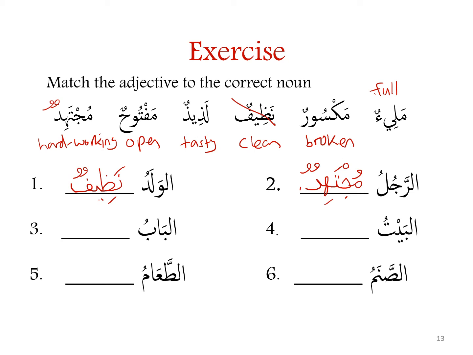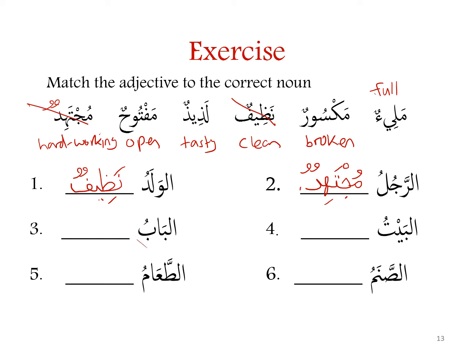Number 3, al-babu, or door. I can say the door is, I can say open. Right, we'll just try that again. So here I'm going to put maftuhun. So you just copy this word straight into there. And I would say the door is open.